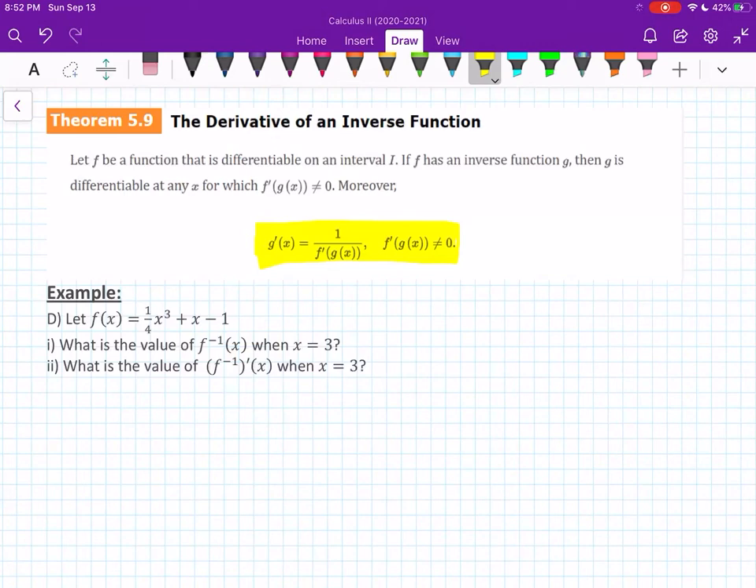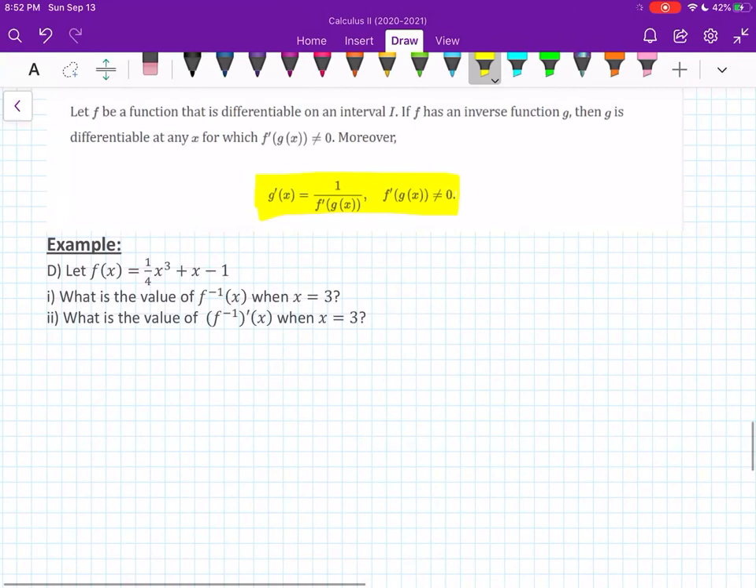Okay, so how are we going to use this? So let's do an example. Let f of x equal 1/4 (x cubed plus 1) minus 1. What is the value of f inverse of x when x equals 3? Okay, so if I want to figure that out, I'm going to say, well, I know when x equals 3, that's the input of the inverse, so it's the output of my original function. So I get 3 equals 1/4 (x cubed plus 1), plus x minus 1.